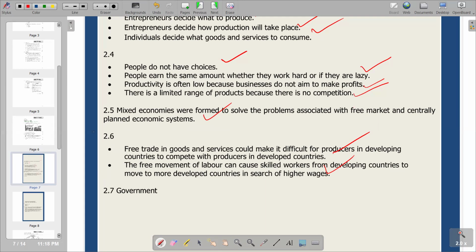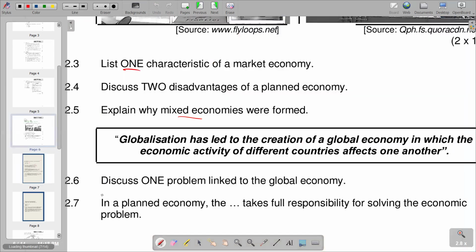So on the last part of our question, 2.7 is saying: in a planned economy, the government takes full responsibility for solving the economic problem. So you see that in a planned economy, the government takes full responsibility for solving the economic problem. So here we have the government. The government is the one which takes full responsibility for solving the economic problem. So this becomes the last question that we have according to our question.